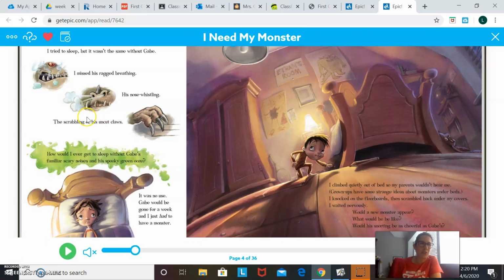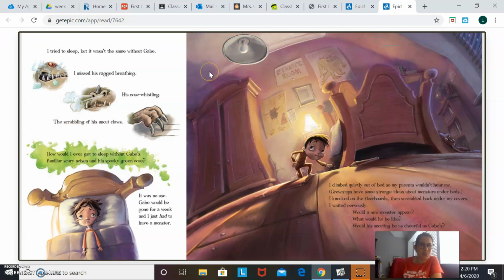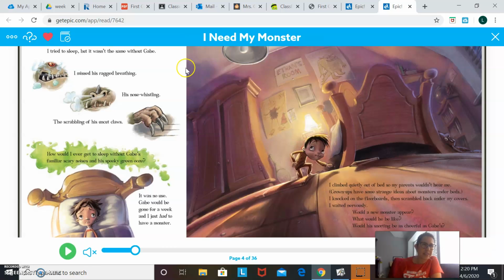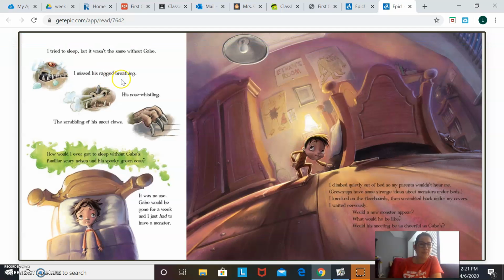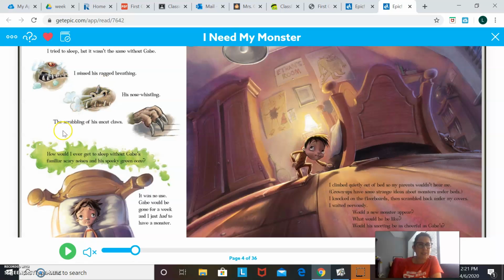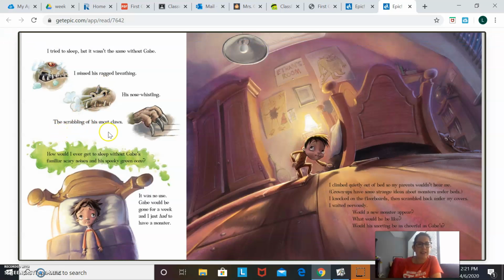The first page I want to share with you is this one right here. This one says, I tried to sleep, but it wasn't the same without Gabe. I missed his ragged breathing. So this author is describing his breathing as being ragged. And that might help us better picture what that might be like. Not smooth breathing, but ragged breathing. If we move down to this next sentence here, it says, the scrabbling of his uncut claws. If I think about uncut, I think, well, they might be really long because they haven't been cut.